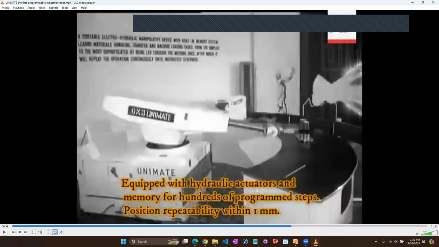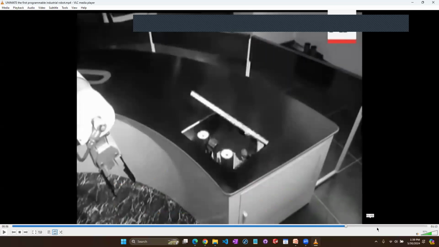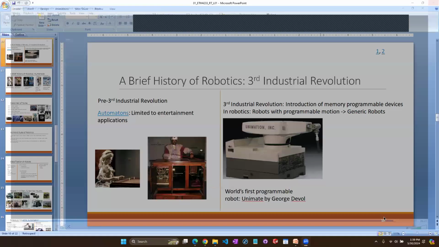We don't need that. And more importantly, this robot has a precision repeatability within 1 millimeter. And today that has really gone down to 1 micrometer. So a 1,000 times improvement has been seen within 70 years or so. We'll discuss what repeatability is later on, but just keep in mind, the world's first programmable robot had a repeatability of 1 millimeter. Right, so that's all that I want to show you from that video.